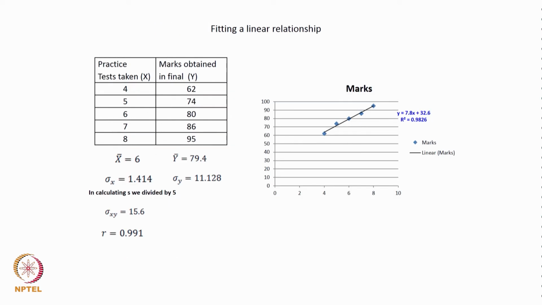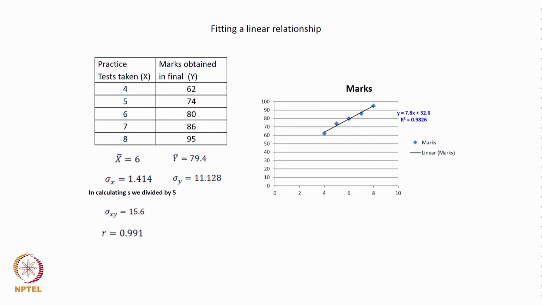The next thing we can do is try to fit a linear relationship if there is association between these quantitative variables. So let us look at some data and try to do this. Let us assume that we have collected data from 5 students, and let us assume that the data is the number of practice tests they have taken before a final exam, and then the marks obtained in the final exam. So let us assume that they have taken this many practice tests and got these marks. Now we can do many things.